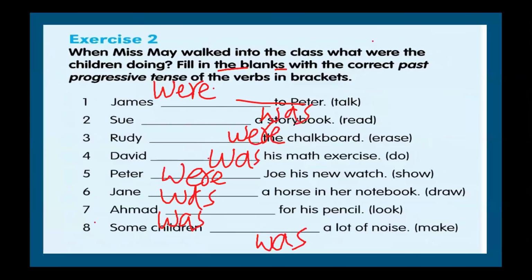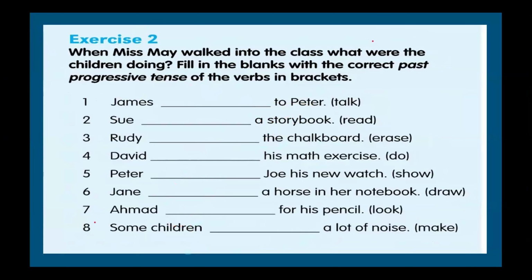Let's see the next exercise. What do you have to do in this exercise? Past progressive tense. Okay, was, were plus present participle. When Miss May walked into the class, what were the children doing? Fill in the blanks with the correct past progressive tense of the verbs in brackets. James was talking to Peter. You'll use the helping verb was and then the present participle, verb plus ing. Talk becomes talking.